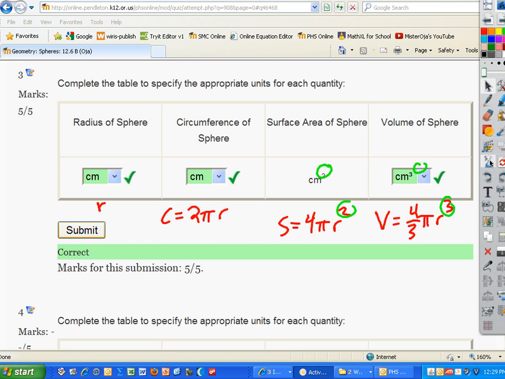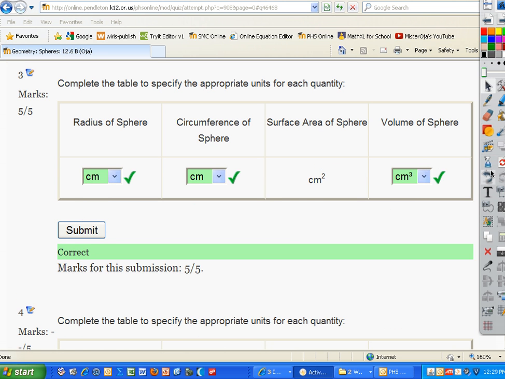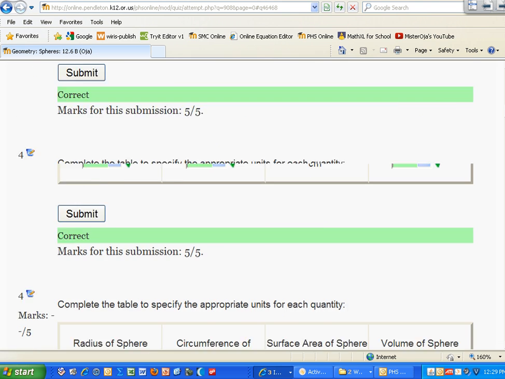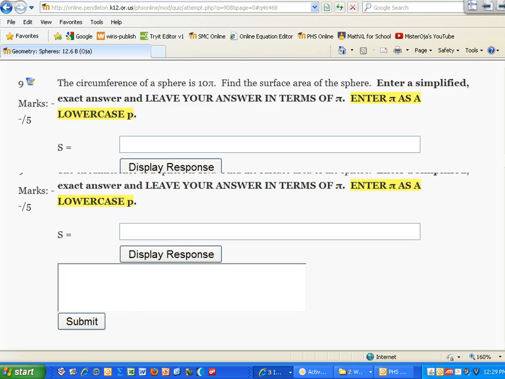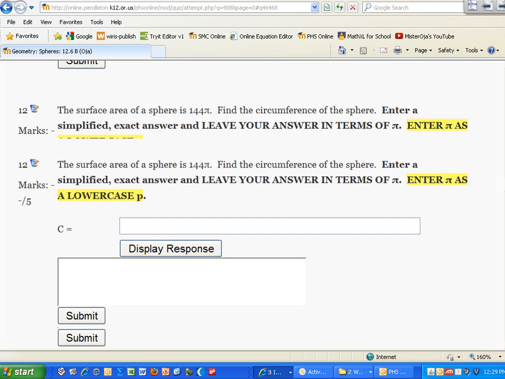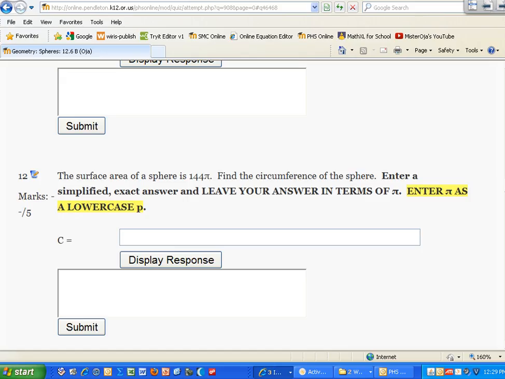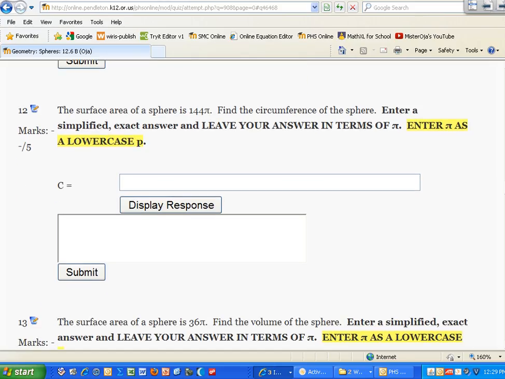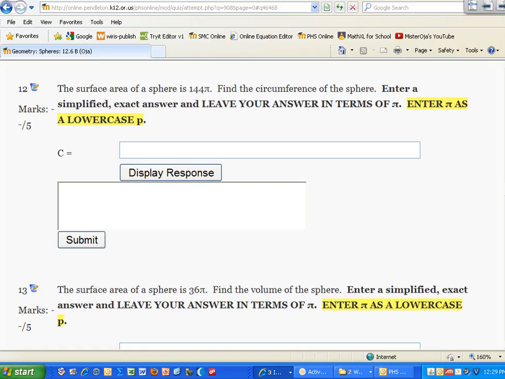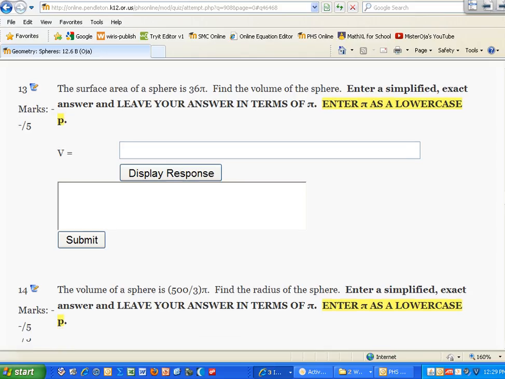Okay, so there's one of them I just wanted to run through. Real quick, another one is this stuff. People were not entirely sure what to do with these. So say we had the surface area of a sphere is 144 pi. Find the circumference. Let's do this one. This is the hardest one we could get.